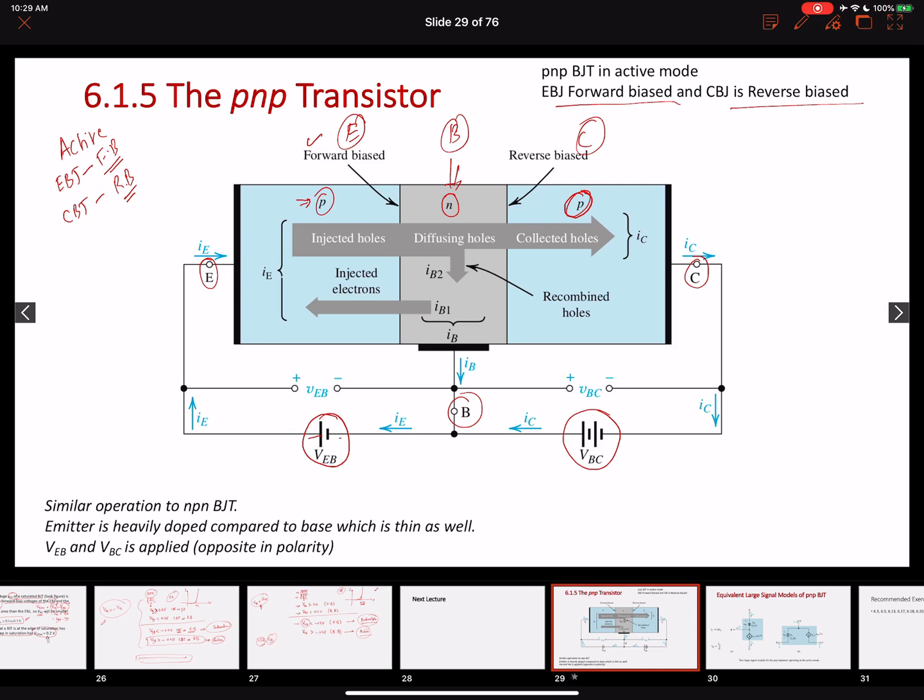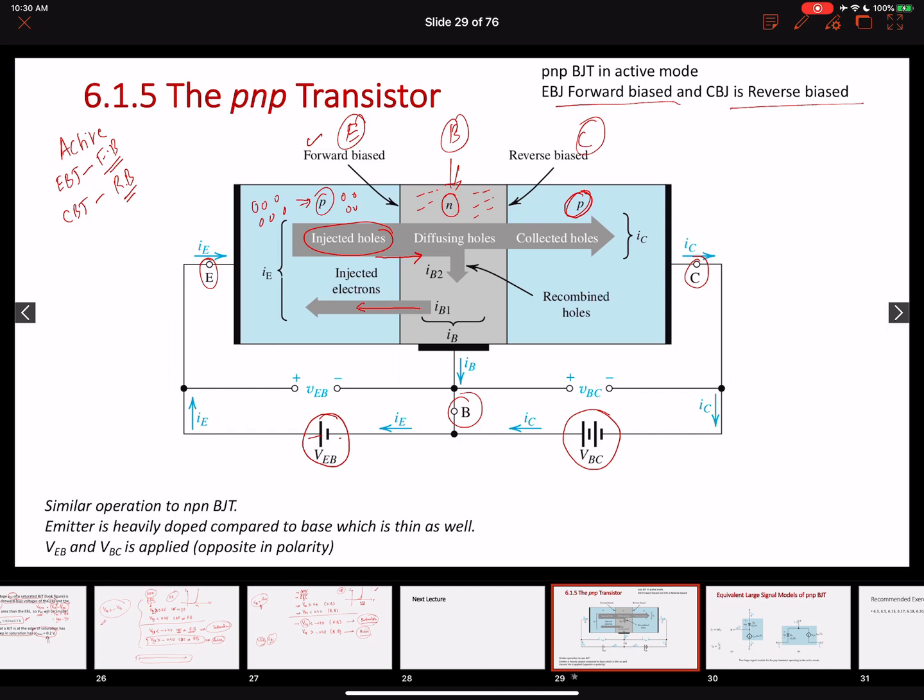Now let's discuss what is happening in the operation. Once we forward bias the emitter-to-base junction, we are going to have a bunch of holes in the p-type material, and a bunch of electrons. Again, our emitter is heavily doped as compared to the base. So as we forward bias the emitter-to-base junction, a lot of holes will be injected from the emitter to the base. At the same time, the electrons present in the n-type base will be injected from the base to the emitter.